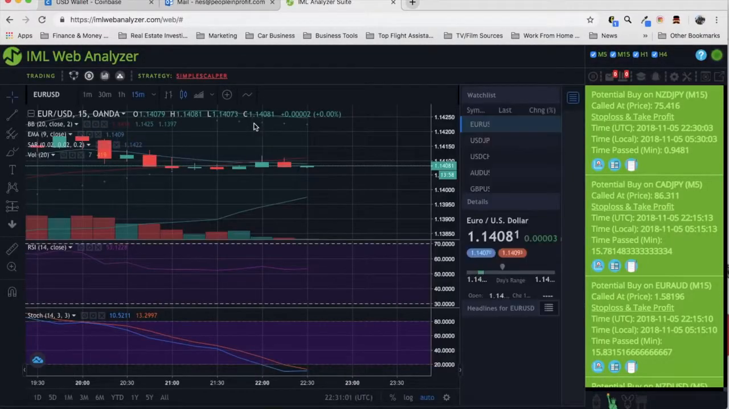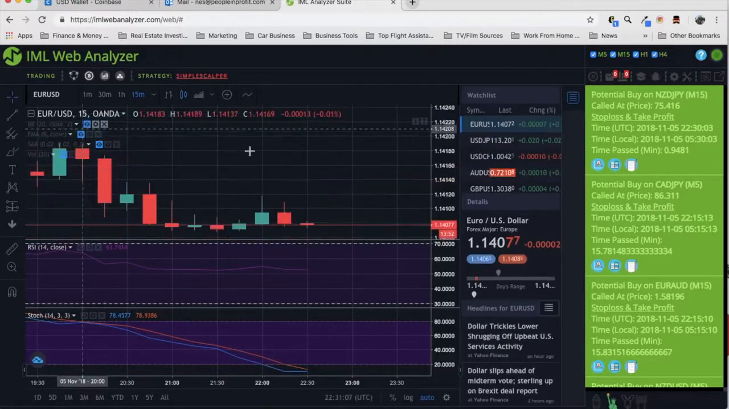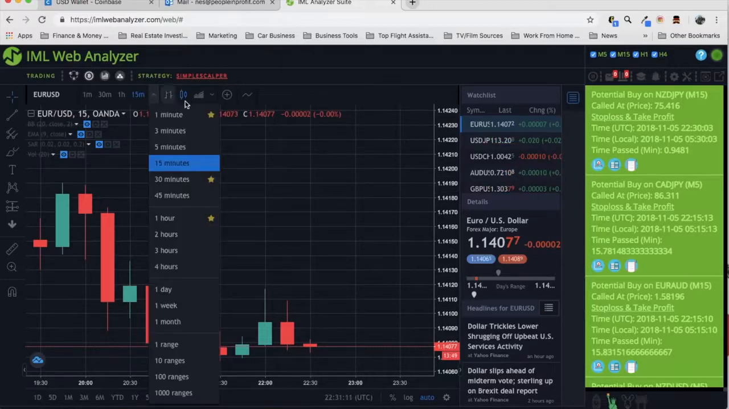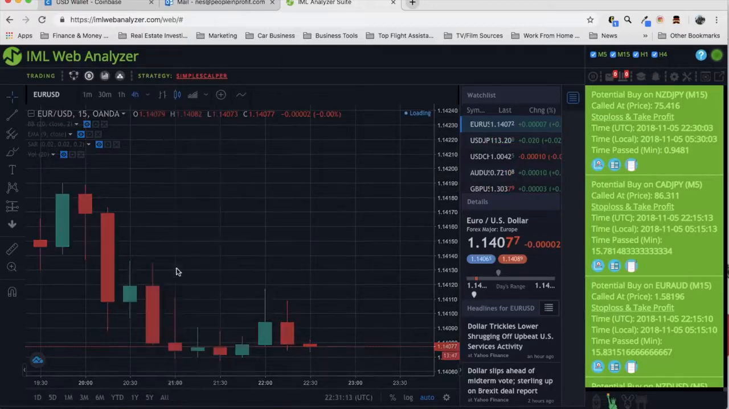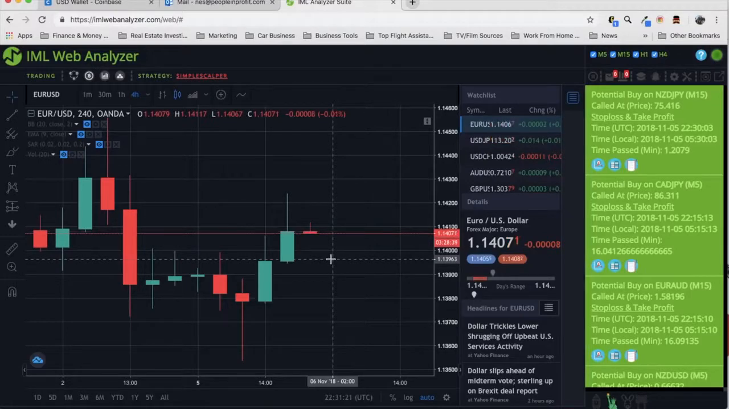Now what we're going to do is hide all these indicators here. We're going to hide all this here first. Then we're going to start with the 4-hour chart, because here's where we're going to start our SRT markups. What are SRTs? Support, resistance, trend lines.